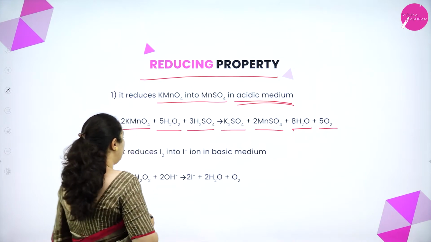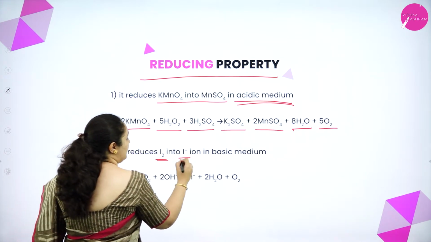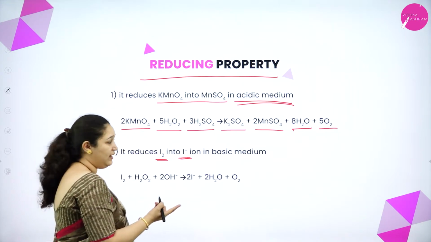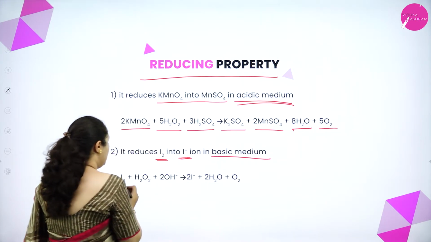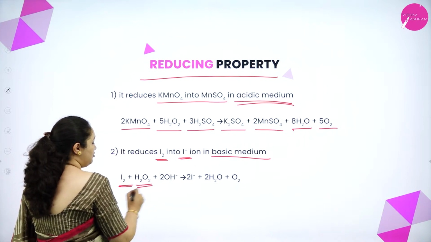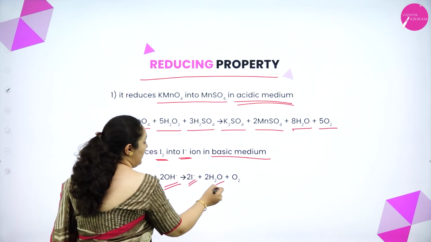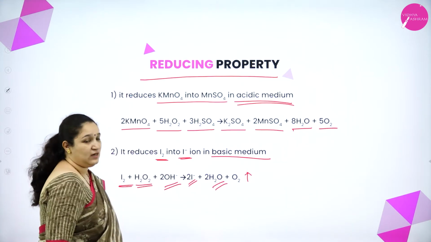Okay. Similarly, iodine gets converted to iodide ion. What is it? Iodine to iodide ion in basic medium. So we have iodine, hydrogen peroxide, basic medium, that's why we have OH minus, iodide, H2O and oxygen gas is liberated.